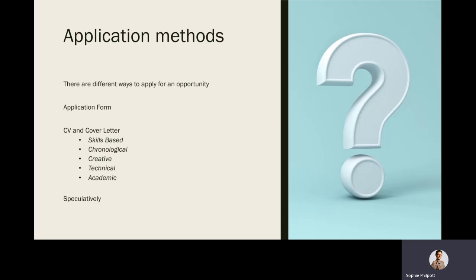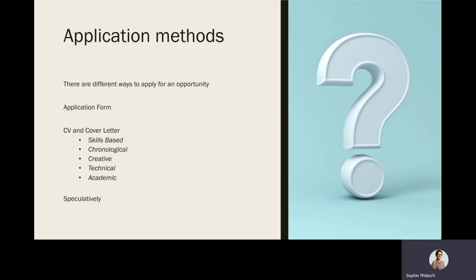Application forms tend to be made up of space for your personal details, your work history, your education, and then a personal statement, which might also just be under a section called any other information, or please tell us about why you want to apply for the job, with a separate equal opportunities form.